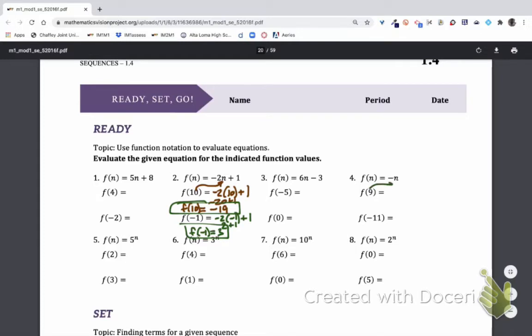For number 4, taking that n and replacing it with 9, well, we would just have -9. That's it. That's the one. Put a box around it. Here, you're going to take the -11 and plug it in for n, so it would be -11, and we know that a negative times a negative gives me a positive, so f of -11 gives me a +11. That's it.